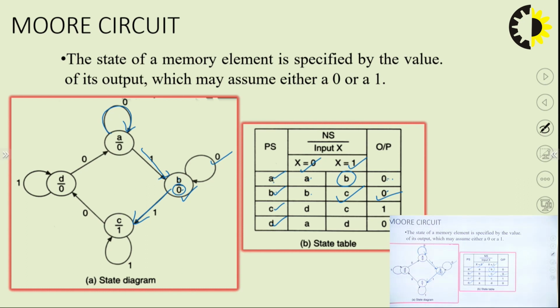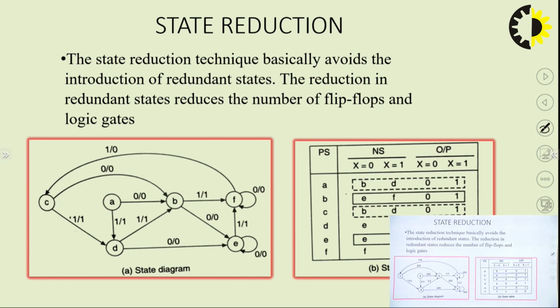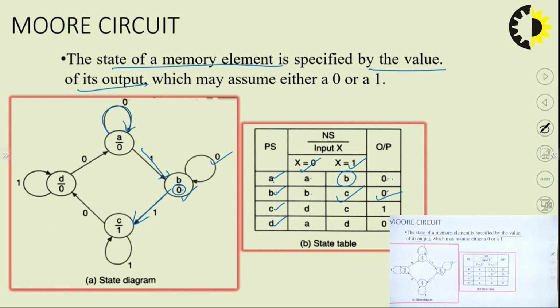So here one thing is clear, the state of a memory element is specified by the value of its output, okay, which may assume either 0 or 1. That means, please understand this line, the state of memory element is specified by the value of its output. Okay. So here this Moore circuit can be easily written and defined by its state table.